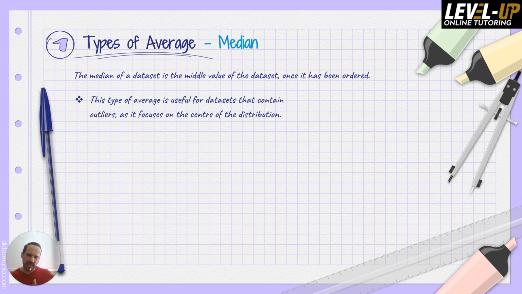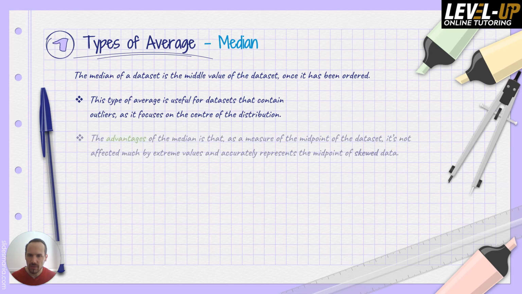Certainly, if it's part of a bigger data set, even if you had a very extreme data point, that data point is still only one data point. So it doesn't affect the median, the middle of the data set, so much. So that's an advantage of the median, which we'll see here. It's not so affected by extreme values, and accurately represents the midpoint of skewed data.